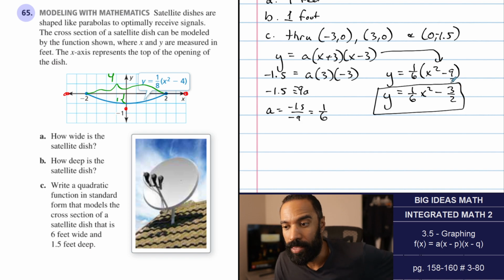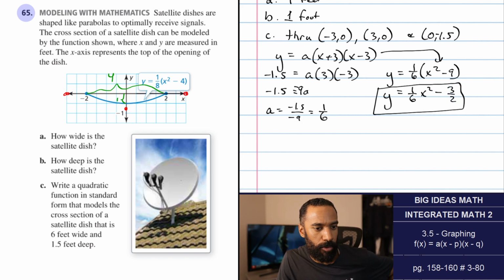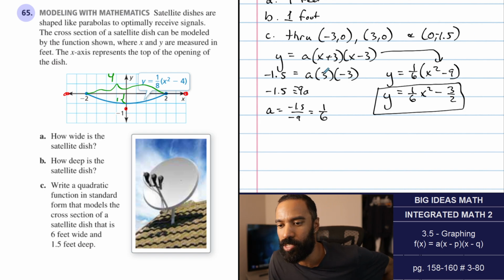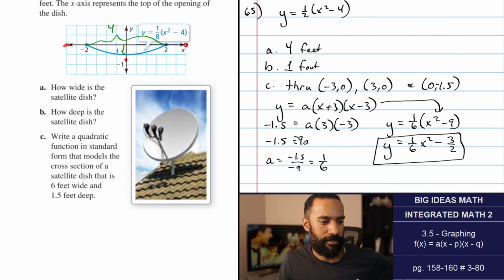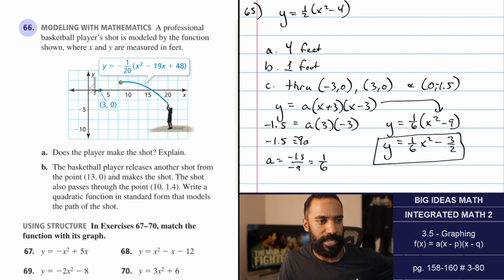And that makes sense, right? That's your y-intercept. -3/2 is -1.5. And the y-intercept is the vertex, and it all works out. I like it. Okay, that is 65. Is there a part D? No. Number 66, modeling with mathematics as well.